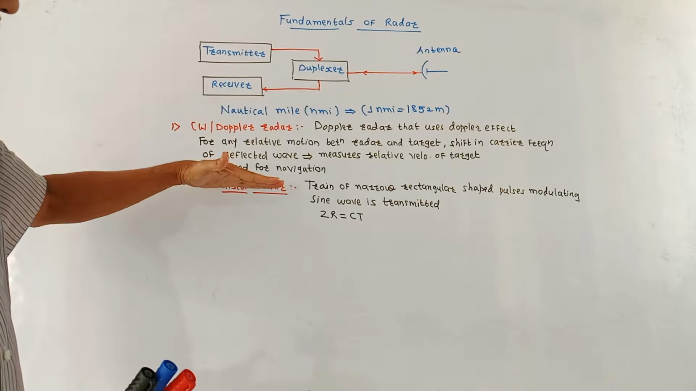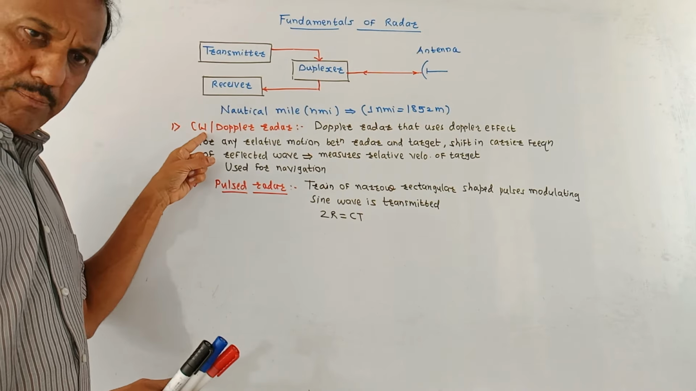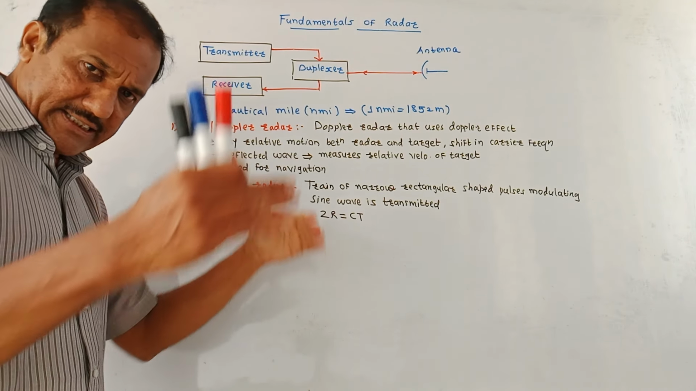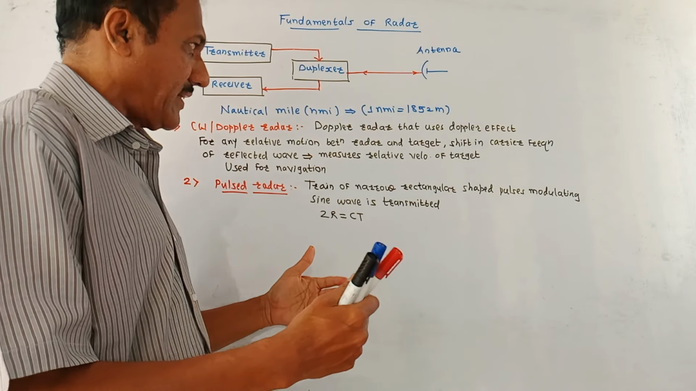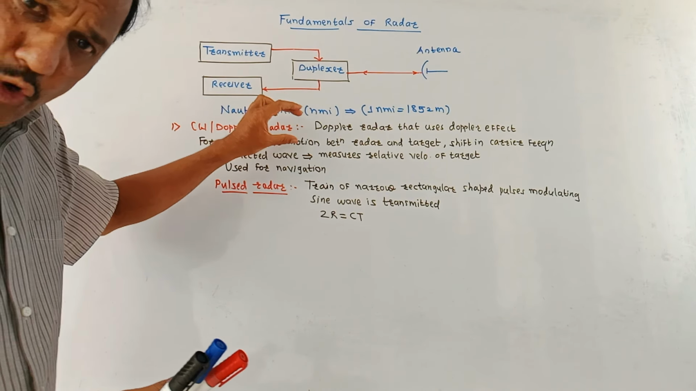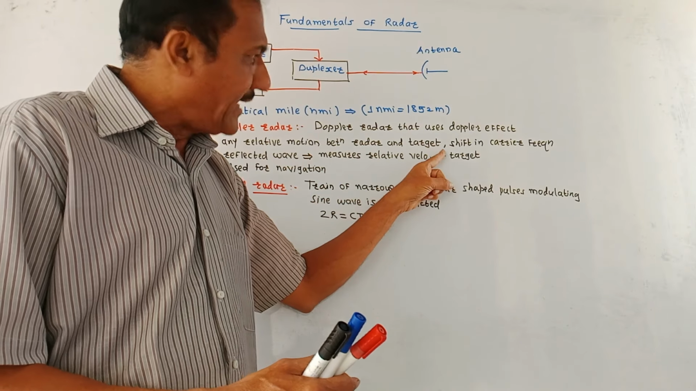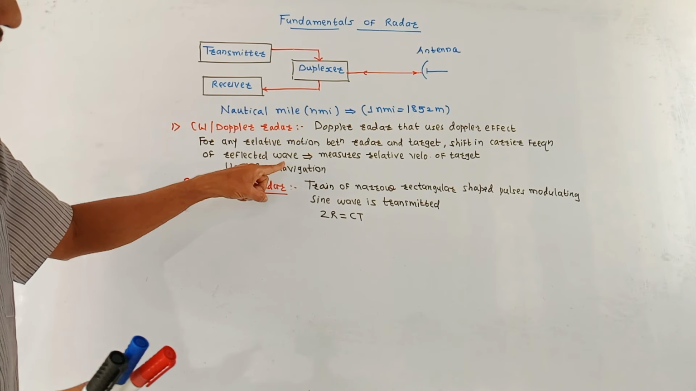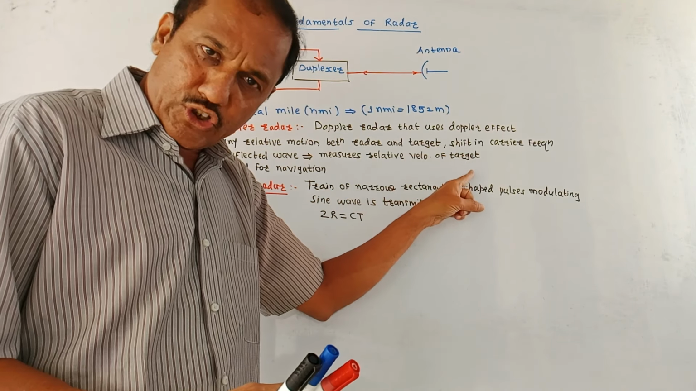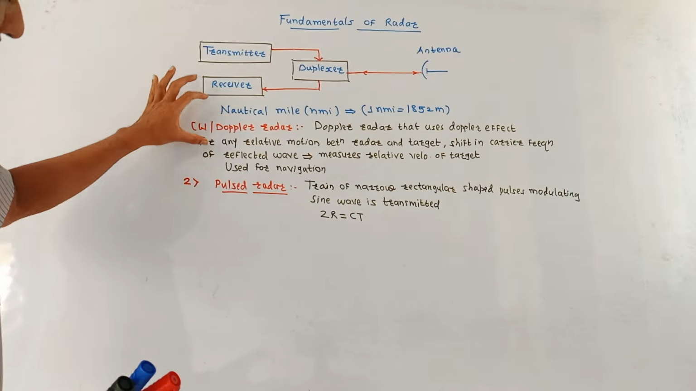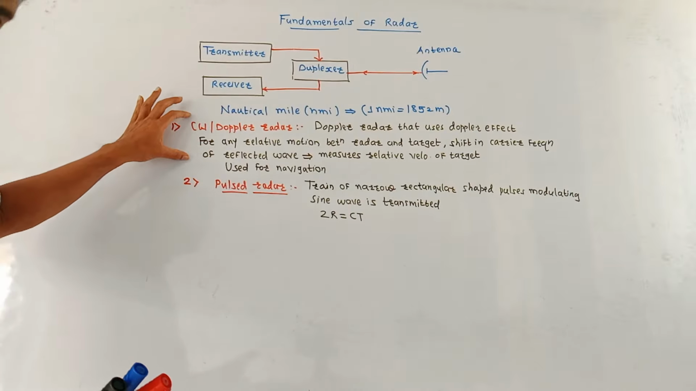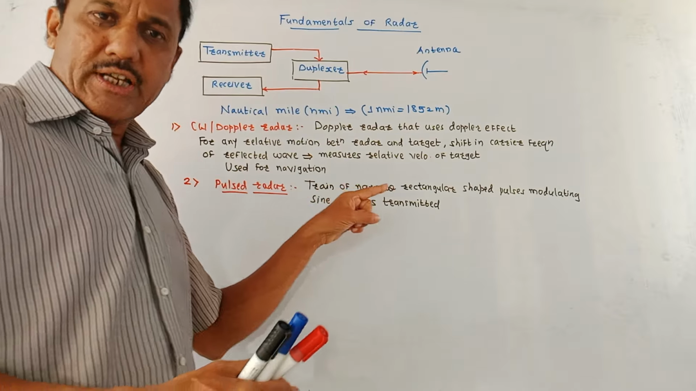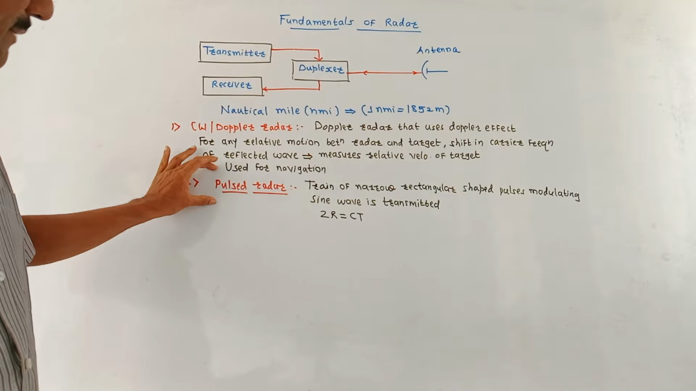Now there are two types of radars. One is CW, that is continuous wave radar, or Doppler radar. As the name indicates, this makes use of the Doppler effect. So for any relative motion between the radar and the target, the shift in the carrier frequency of the reflected waves gives the measurement of the relative velocity of the target. This particular radar type, that is CW or Doppler effect radar, is used for navigation in the case of ships.